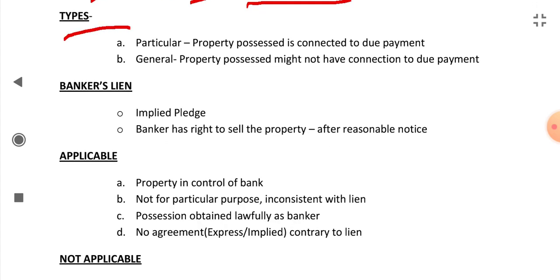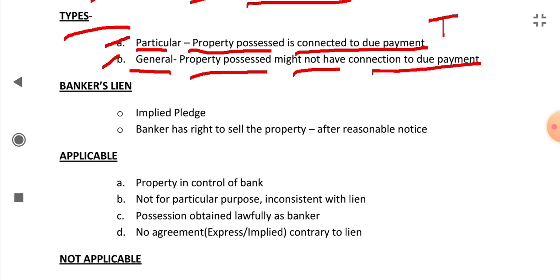Types of lien. One is particular lien and another is general lien. Particular lien is when property possessed is connected to due payment. For example, if you go to a tailor for its services, and if you do not make the payment for the services of the tailor, then he will take the possession of the clothes for the due payment. That's called particular lien because the payment was connected to the property, that is the clothes. In general lien, the property possessed might not have connection to due payment. The payment is due for another reason and the property was not connected to it.